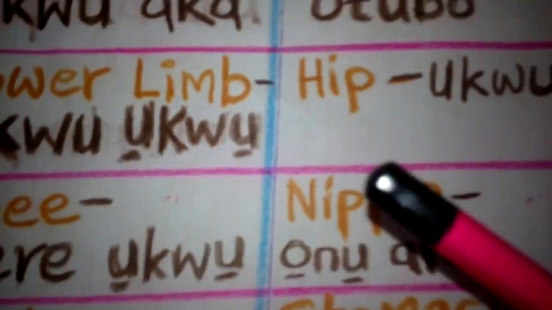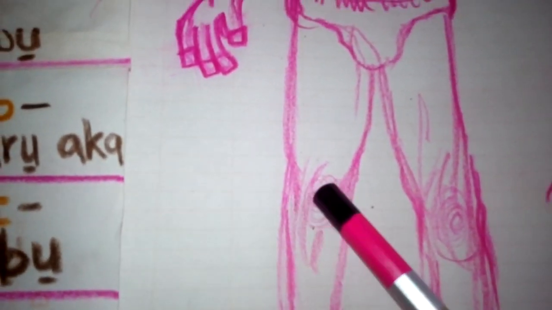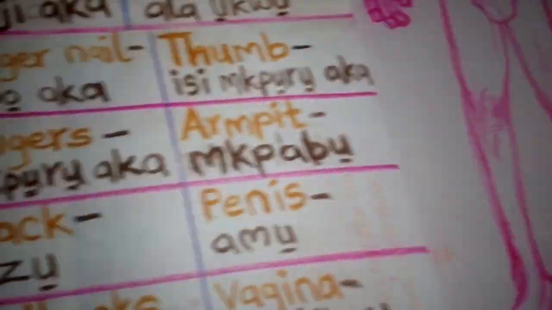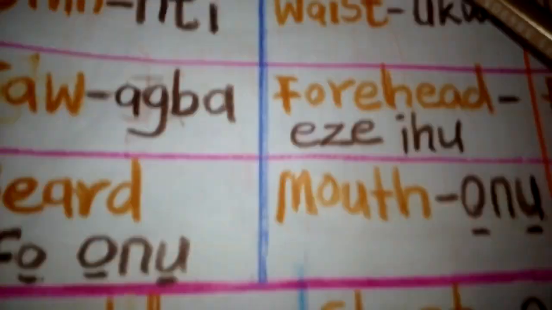Knee is ibere ukwu. That ibere ukwu is this joint, your knee joint.